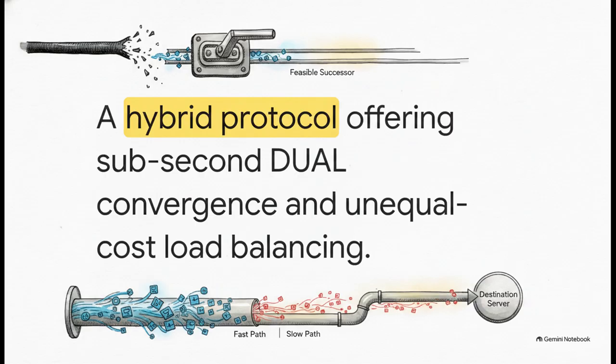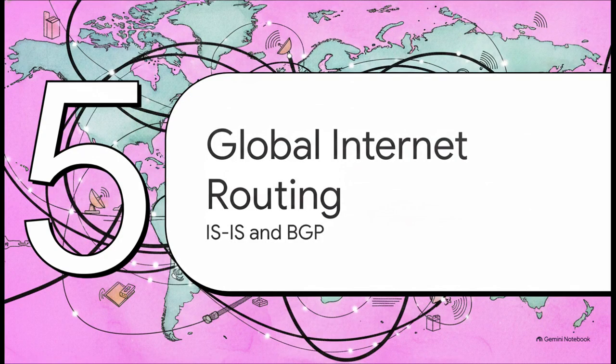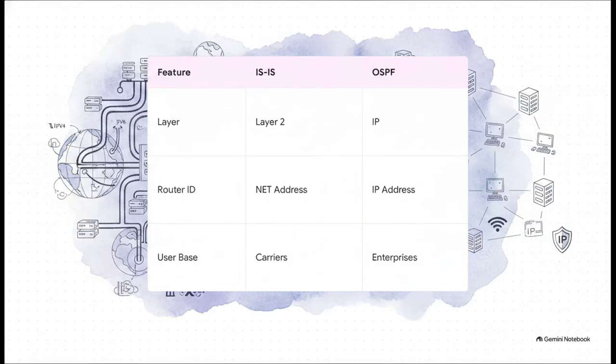It even allows for unequal cost load balancing, meaning it can send traffic down a fast link and a slower link at the very same time in optimal proportions. Pretty cool, right? Let's step outside the campus now. Section 5. Routing the global internet with IS-IS and BGP. First up at this massive scale is IS-IS.